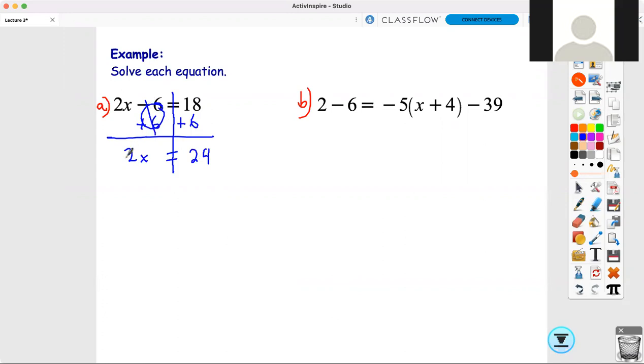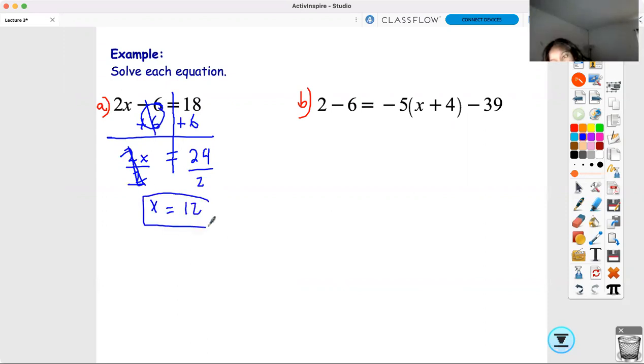Now we're not done because x is not alone yet, but we know what's happening here, right? So what do we do next? Divide by 2. Excellent, Melanie. So then we get x equals, this is a 1, right? 24 divided by 2 is? 12. And we're done.